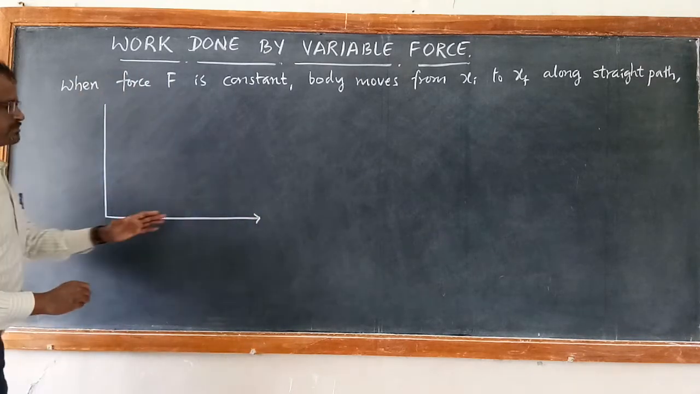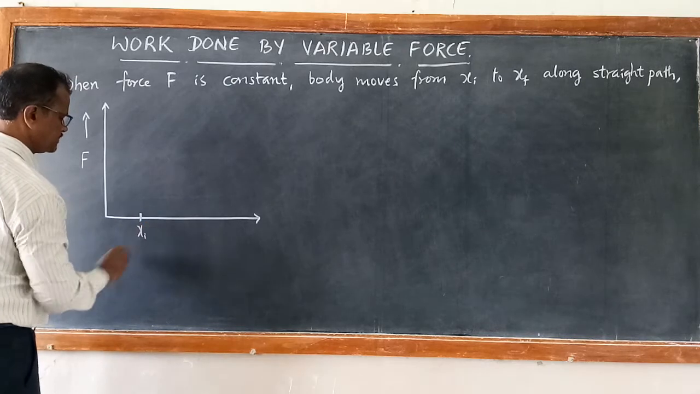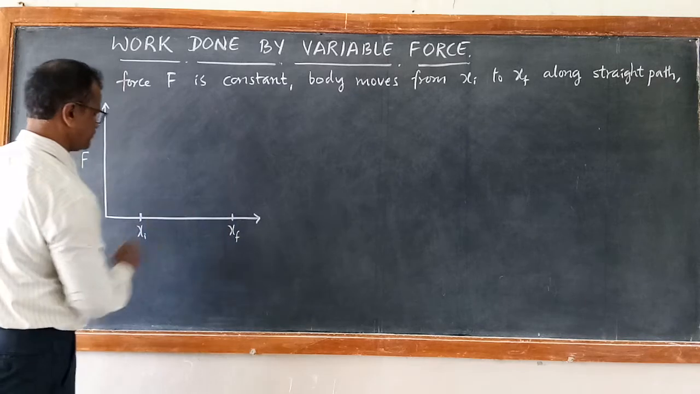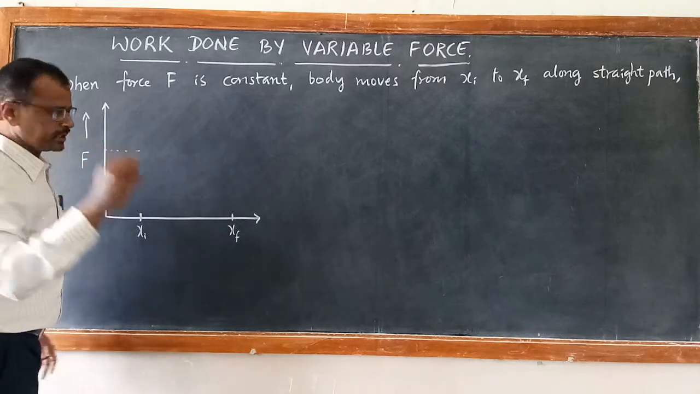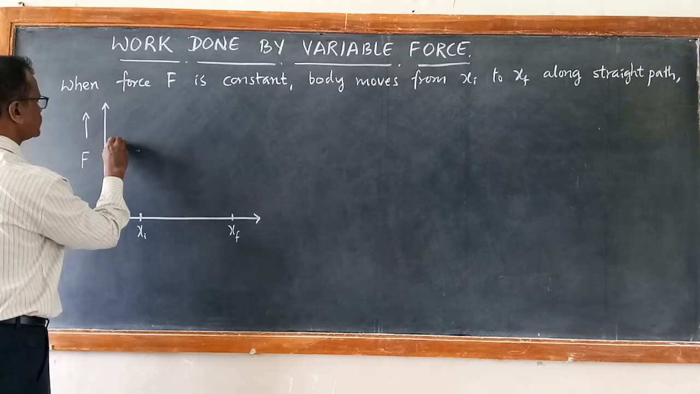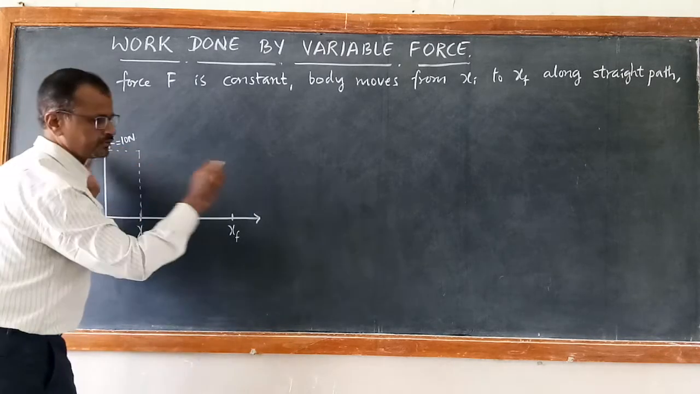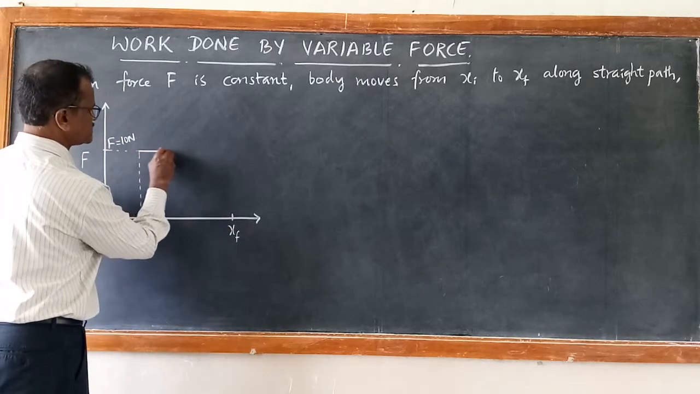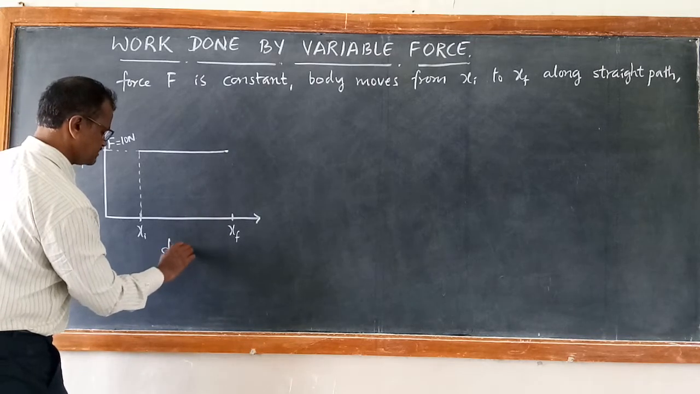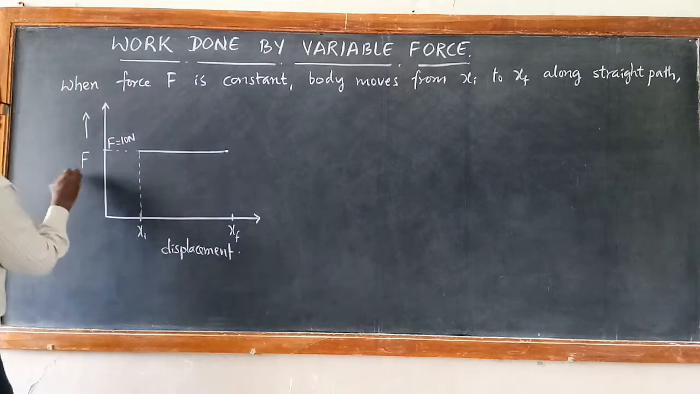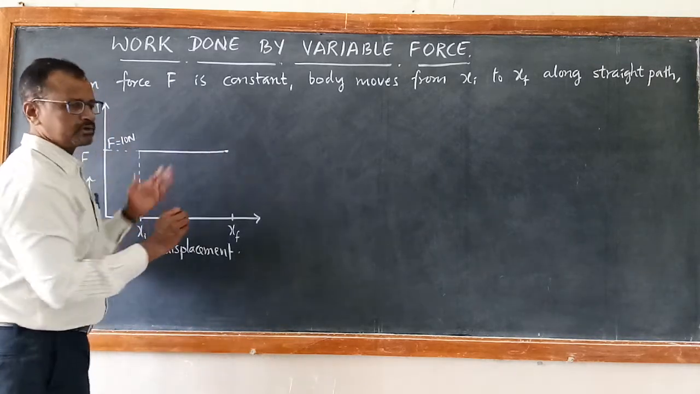suppose I am taking displacement along the x axis, force along the y axis. Suppose this is the initial position xi and this is the final position xf. Suppose the force at this initial position is some constant force, let it be, say, 10 Newton. I will write this force as F equal to, let us say, 10 Newton. Then if it is a constant force not changing from xi to xf, you will get a straight line graph of F versus x. This is displacement, this is force. When a constant force is acting, we will get a straight line because it is not changing at all.